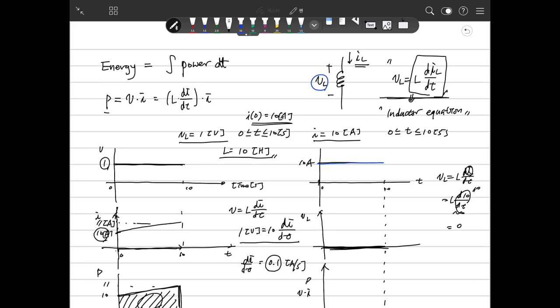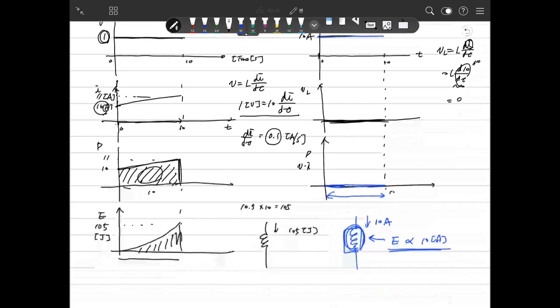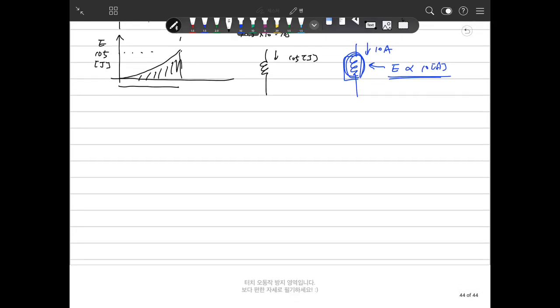But if there is some voltage across the inductor, that means the current will vary. If the voltage is positive, the current increases, which means the stored energy increases. Otherwise, if the voltage is negative, the current going through the inductor is reduced, so power is discharged from the inductor to the load. Anyway, this is a power inductor.